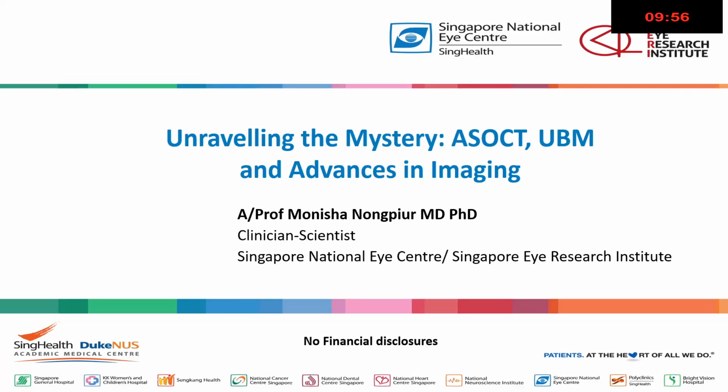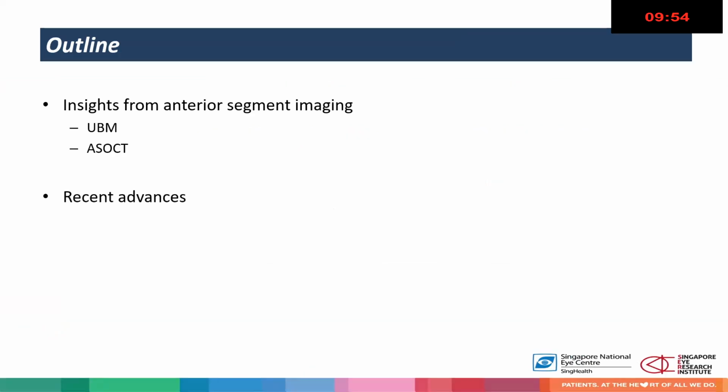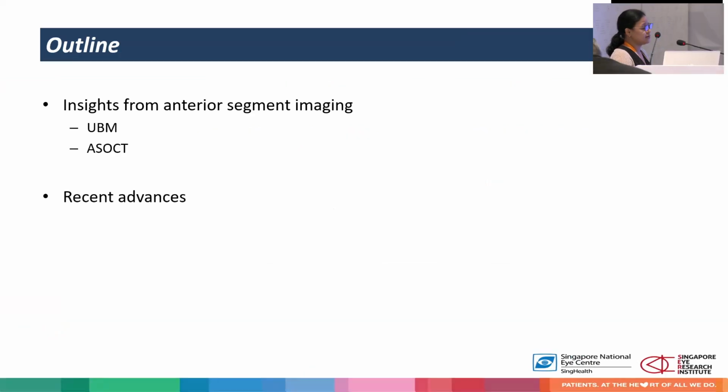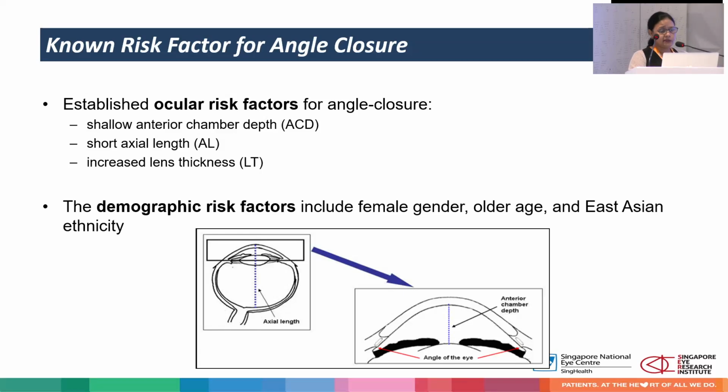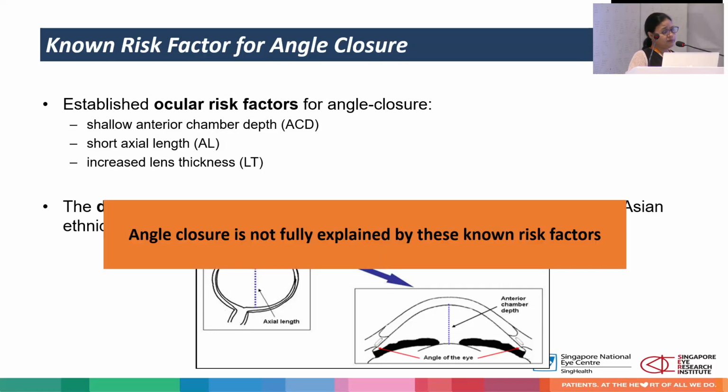So this is a huge topic to cover. I'll be talking about the insights that we've learned from anterior segment imaging, ASOCT and UBM, and very briefly on some advances. As we know, angle closure is a complex heterogeneous disease, which is primarily a disease of the anterior segment. Established risk factors for angle closure include shallower anterior chamber depth, axial length, and increased lens thickness. However, studies have also shown that angle closure is not fully explained by these known risk factors.